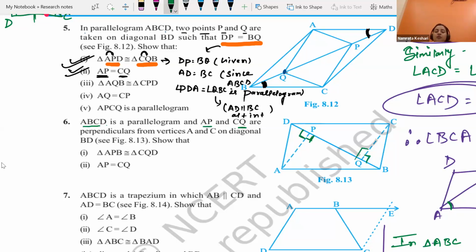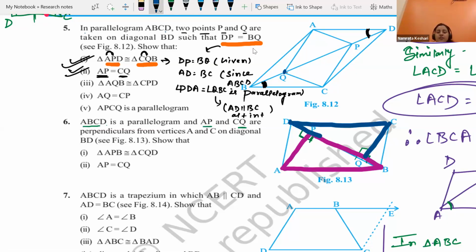AP and CQ are perpendicular from the vertices A and C on the diagonal BD. It says that we have to show triangle APB and CQD are congruent. Let me highlight it. APB, this triangle, and CQD. These two triangles are congruent with each other.